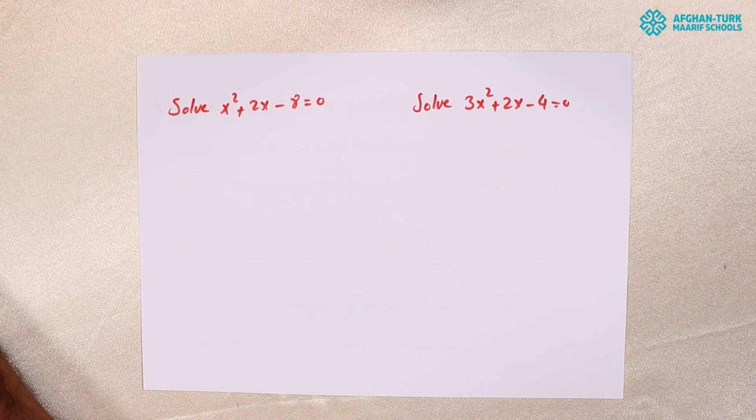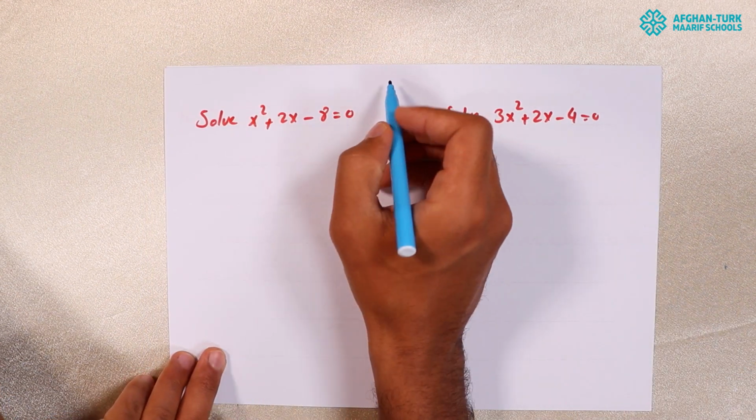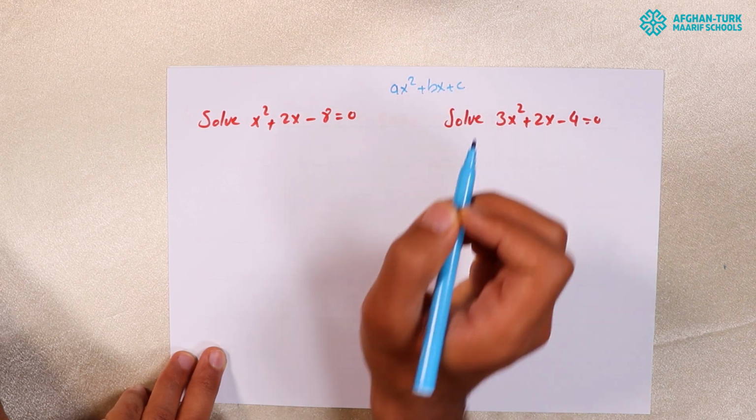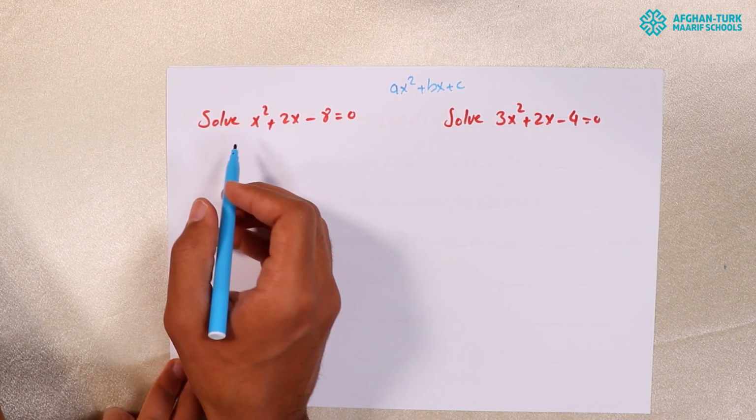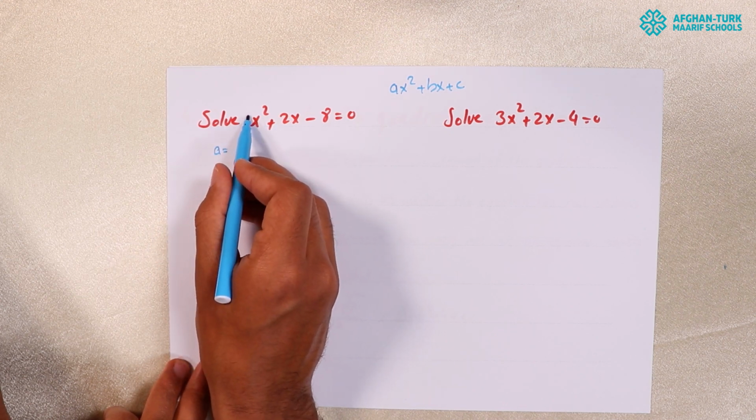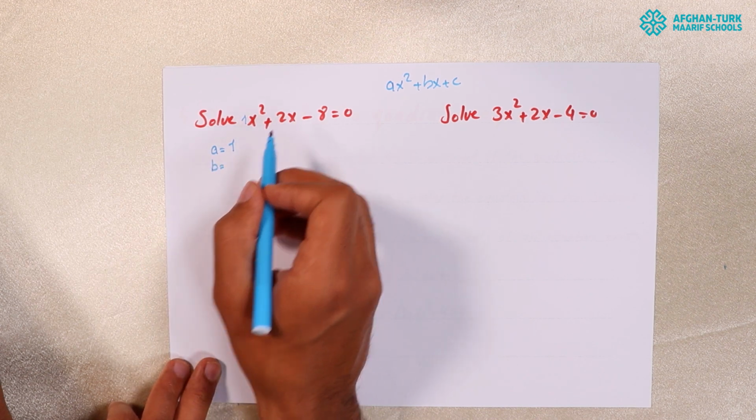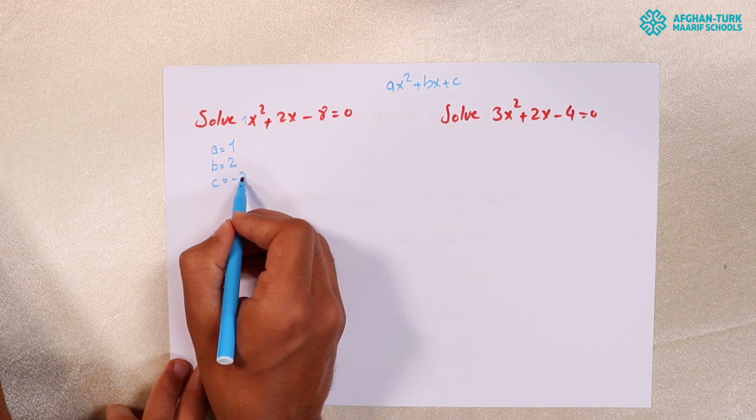Look, we have a formula. This is our equation, ax squared plus bx plus c. First of all, we must find a, b and c. In this question, what is a? A is the coefficient of x squared. What is the coefficient of x squared? It is equal to 1. B is the coefficient of x, which is 2. C is the constant term, minus 8.